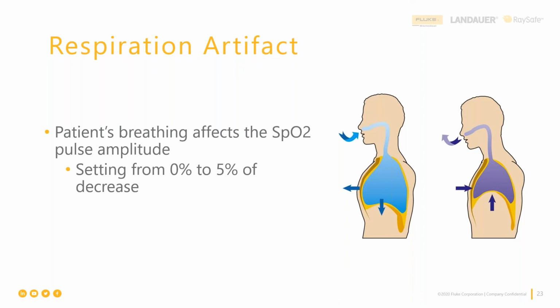So the patient's breathing does affect the pulse amplitude, and so we provide an artifact setting for this from 0 to 5% of potential decrease in the pulse amplitude. That is just an artifact of how the patient's breathing is happening. And again, this is to really completely determine what is happening with the pulse oximeter.